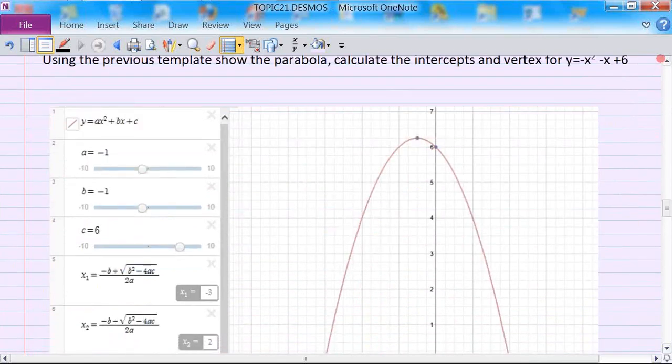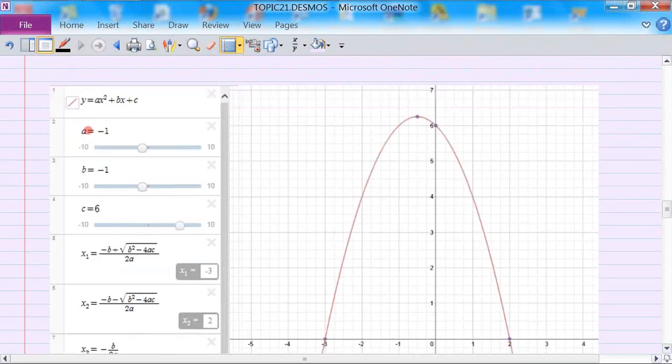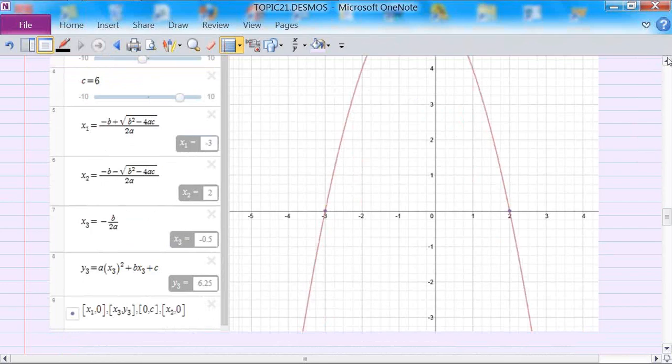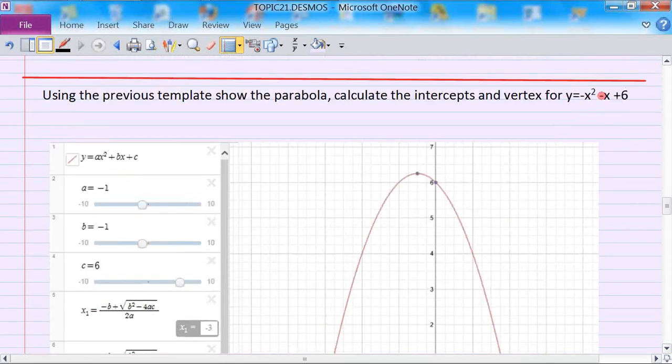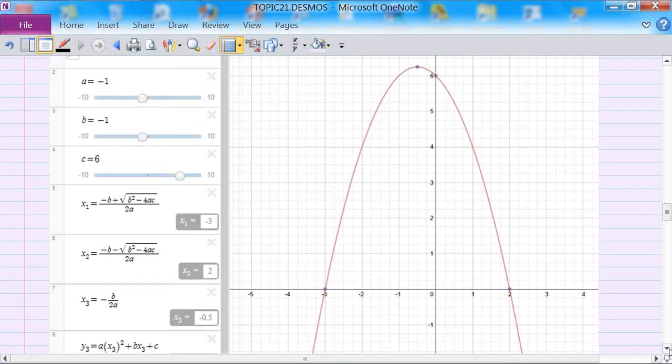Now what I'm going to do is change the quadratic equation to y equals minus x squared minus x plus 6. All I have to do is change the value of the sliders. A is minus 1, B is minus 1, C is 6. And automatically all the calculations will be made. I've used exactly the same template as before. And of course, because the coefficient of x squared is negative, the graph has to be shaped like a frown, and you can see where it is right here.